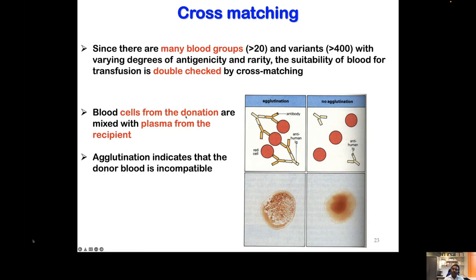When you use this plasma, it will match all sorts of other antibodies present in the body as well. It's not just ABO. If there are other maternal antibodies raised against red blood cells or other blood cells, we can double check everything here. That's why you need to do the donor recipient compatibility. So the agglutination is responsible for, or indicates, the incompatible blood.